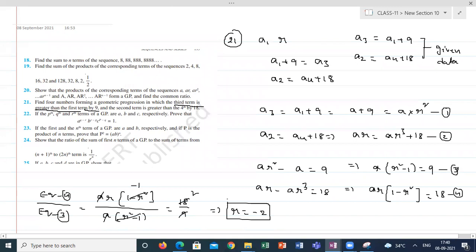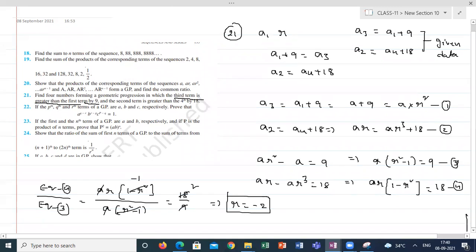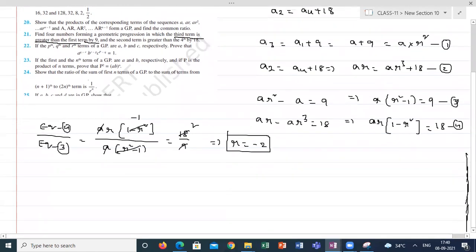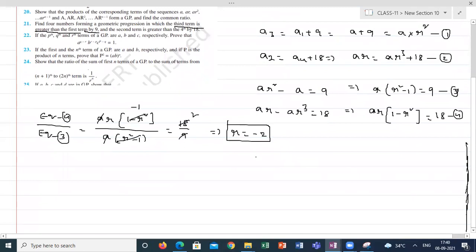This is a crucial step of this question. If you understand how I got R is minus 2, then half of the question is over here. Is it clear how I got R is minus 2, students? So from here, I can calculate the A value. From the first equation, A plus 9 will be equal to AR square. So A plus 9 will be equal to A into R square, which is 4. This will be 4A is equal to 9 plus A.